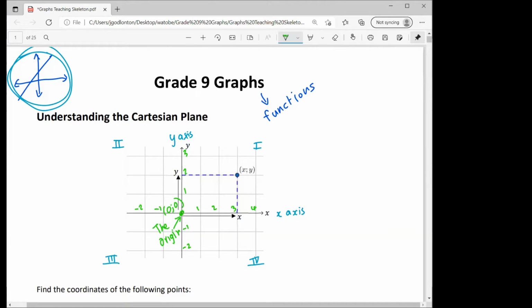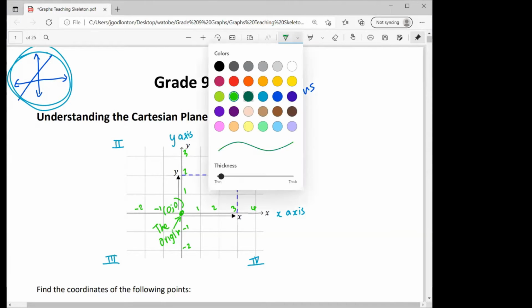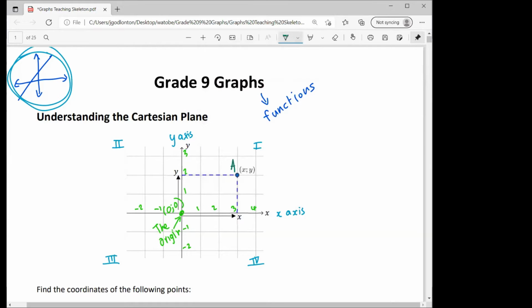Now, if I wanted the coordinates of this point here, let's say we called this point A. If I wanted the coordinates of point A, I first have to find my x value, and then I have to find my y value. And here, my x value is 3, and my y value is 2. So the coordinates of A are 3 and 2. Okay.